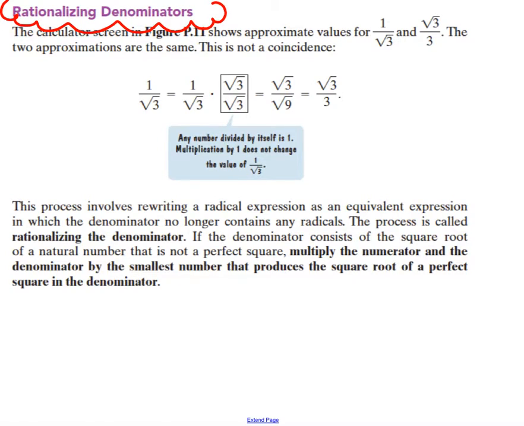So what we have is 1 over the square root of 3. The rule is you cannot leave a radical in the denominator. So what we have to do is rationalize it. In order for us to rationalize it, we look at the denominator, we say, oh, here's our square root of 3. So we're going to multiply both the numerator and the denominator by the square root of 3.